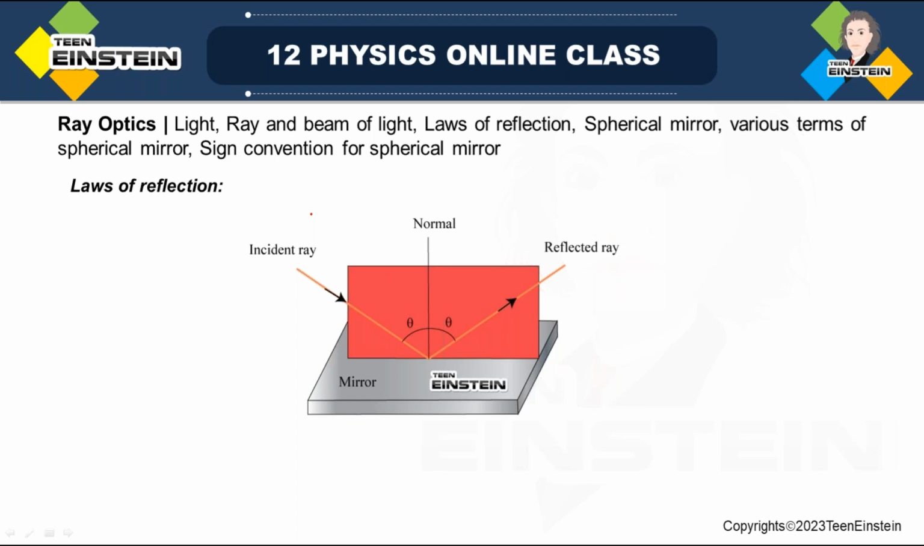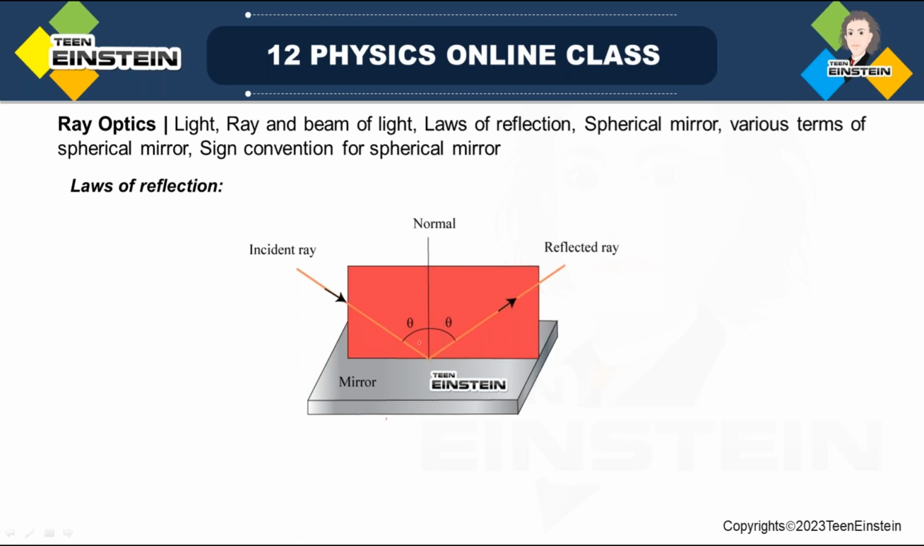And what are the laws of reflection? There are two laws actually. Before I state the laws, I'll just tell you what these are. This is a mirror. This is the ray which is coming and falling on the reflecting surface of the mirror. This particular ray is called the incident ray. The ray which is going away from the surface of the mirror after reflection is called the reflected ray.